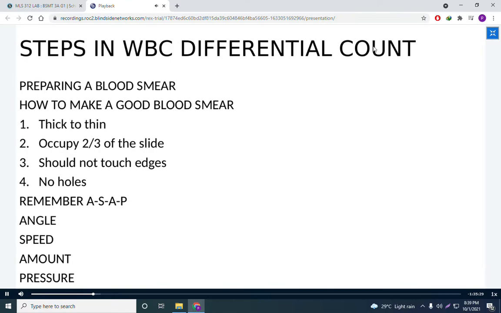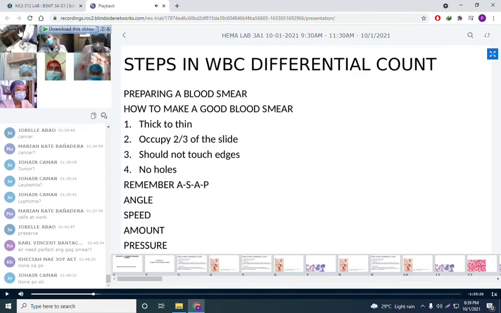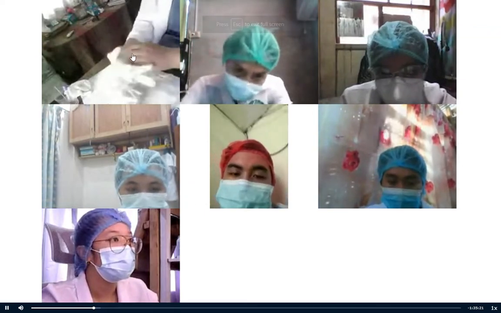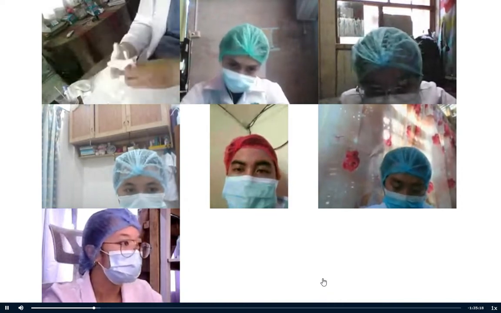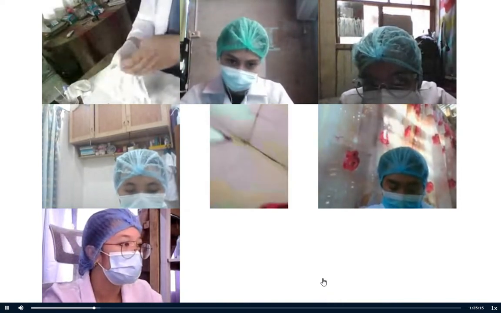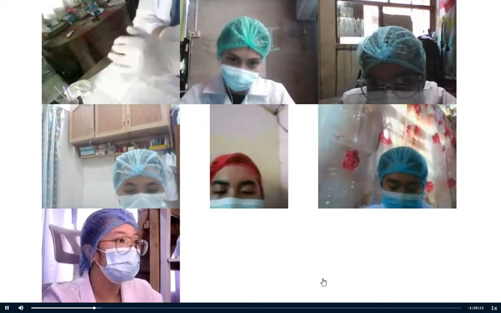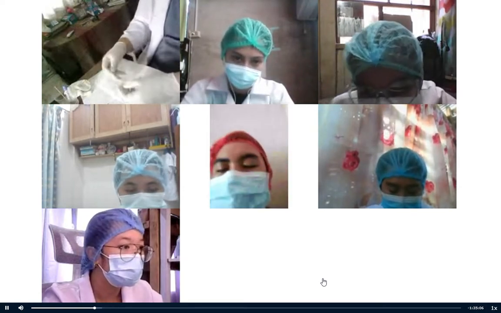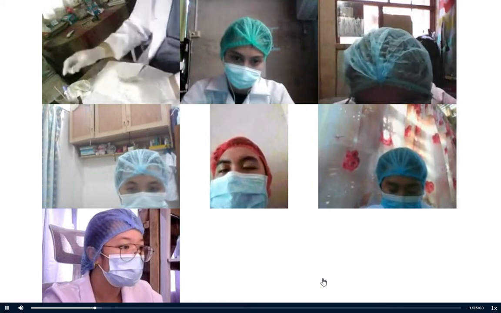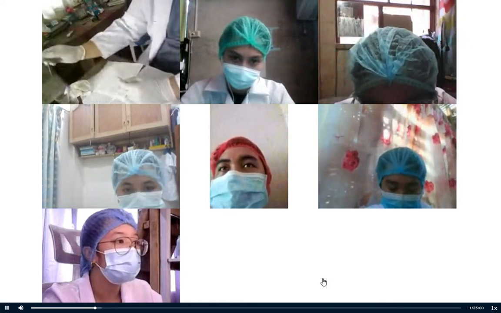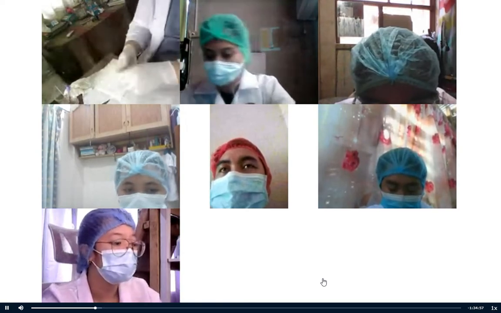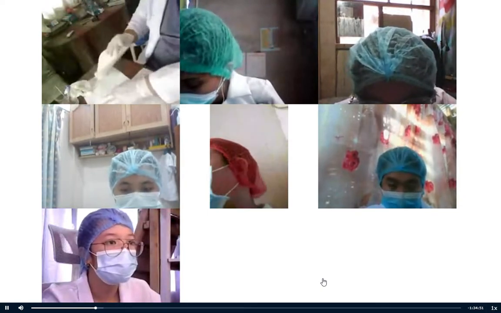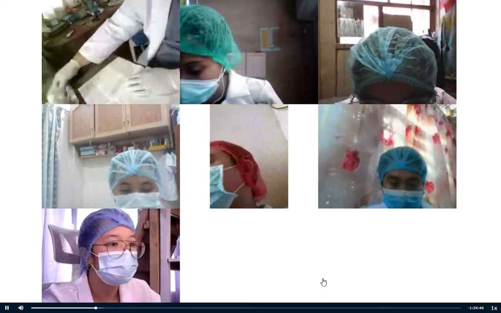Now, class, in making your blood smear, you have to wear your PPE. So you may enlarge my screen if you want to further see what I'm doing. So you have to wear your PPE, your lab gown, your gloves. So once you've had your PPE, now you need to prepare your materials. The materials you'll be needing are your slides, your specimen, and your applicator stick. Now, depending on the type, you may use different apparatus. Kung paano nyo ita-transfer yung blood sa smear, you may use different apparatus. Pero sa amin, we would use applicator stick.